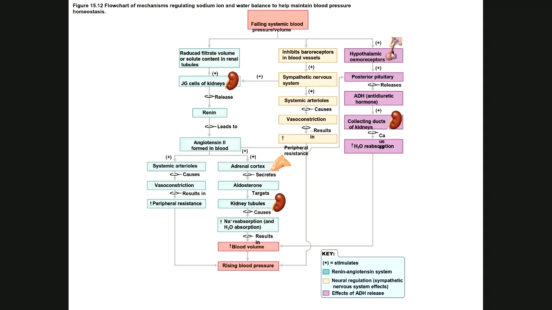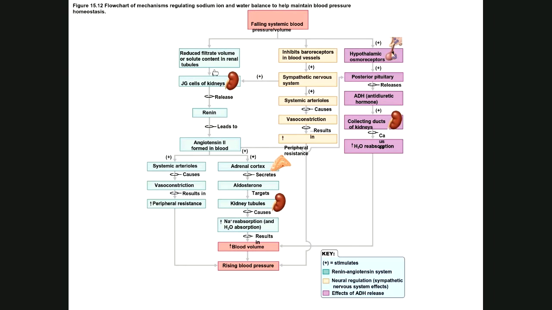So here in this diagram, you just look onto the left side. When there is a fall in the blood pressure, this will stimulate the JG cells of the kidney, the juxtaglomerular cells. So they will sense the reduction of blood pressure. They will sense the reduction of solute content in the renal tubule.